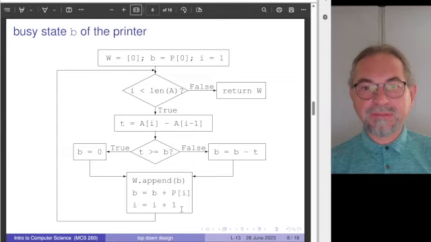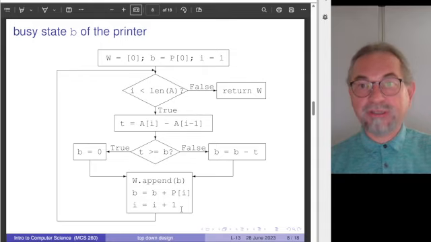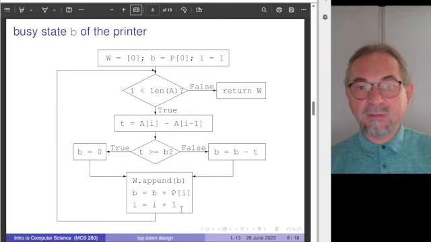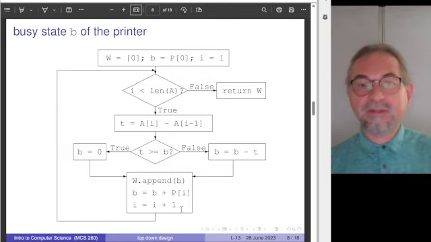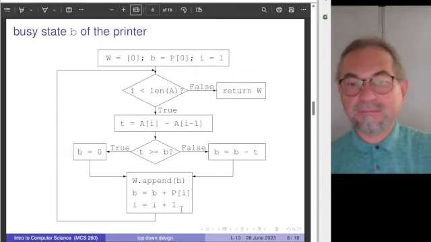You can see that we will return a list W, capital W, that is just as long as the list of jobs. So for every job, we will actually have the waiting time. And we will record in W the accumulated waiting times.